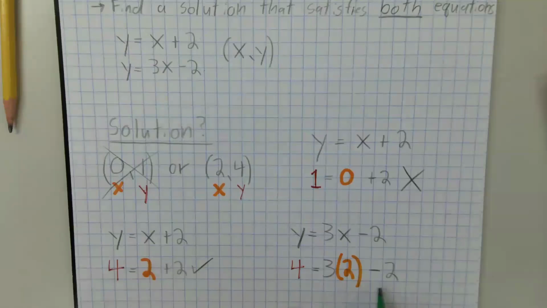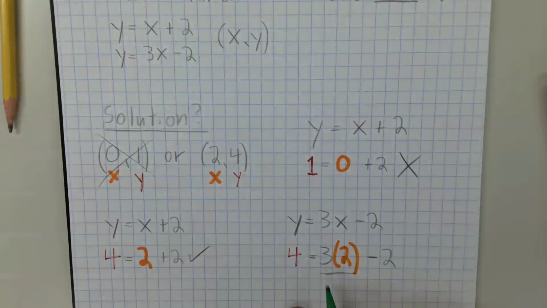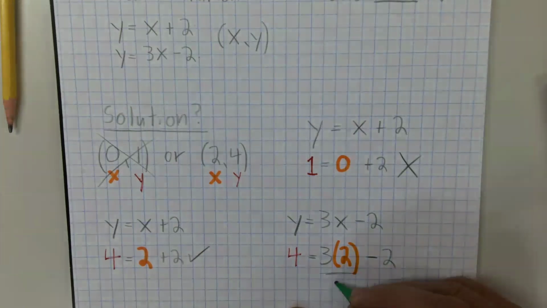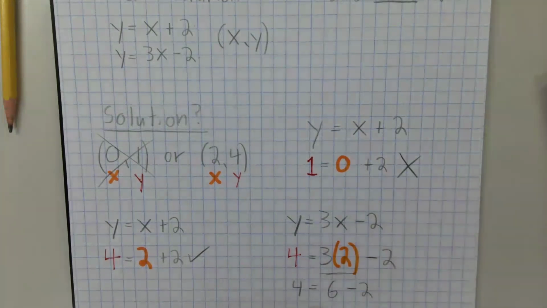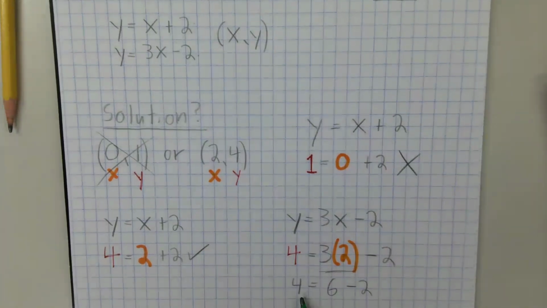There's our equation with our values plugged in. Let's clean this up. Sometimes we have to do an extra step. And let's do this multiplication. 3 times 2 is 6. 4 equals 6 minus 2. 6 minus 2 is equal to 4.